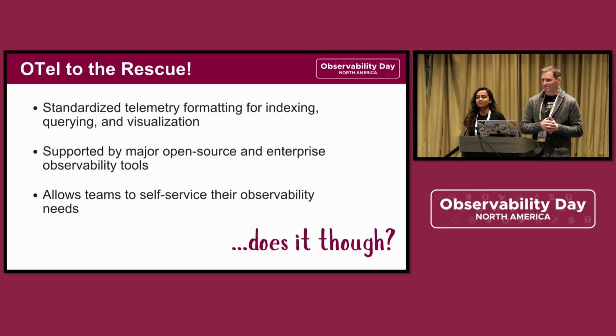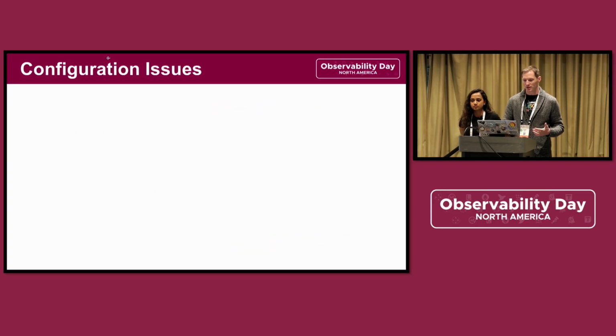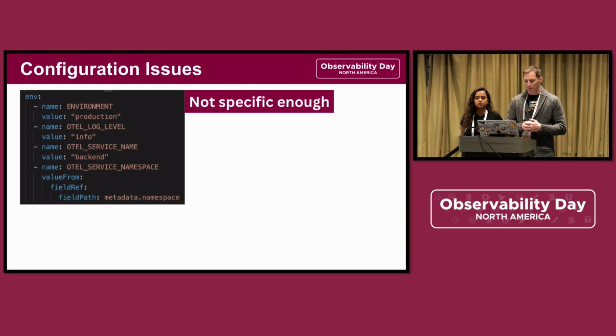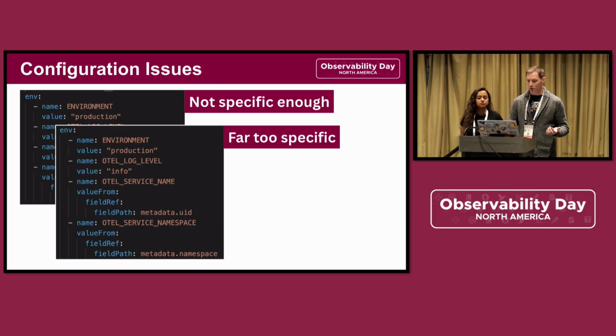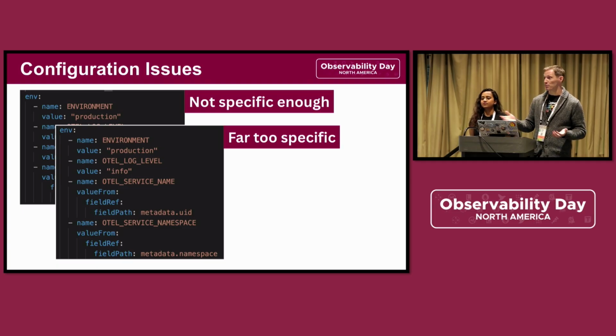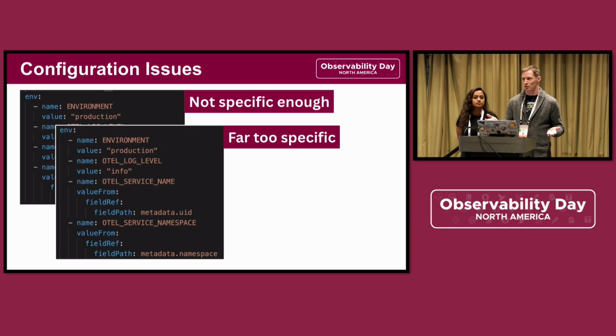Does it though? If it were that simple, we wouldn't have these pain points. But it's not that simple because there's a lot of nuance. Let's talk about configuration issues that I'm sure you've all seen. We can have values in our OTel spec that are not specific enough. OTel service name, backend. There are 4 dev teams and probably 20 microservices. Which one's the backend service? Far too specific. Anyone know what this would do? OTel service name, metadata, UID? It would be 1 value per pod, right?